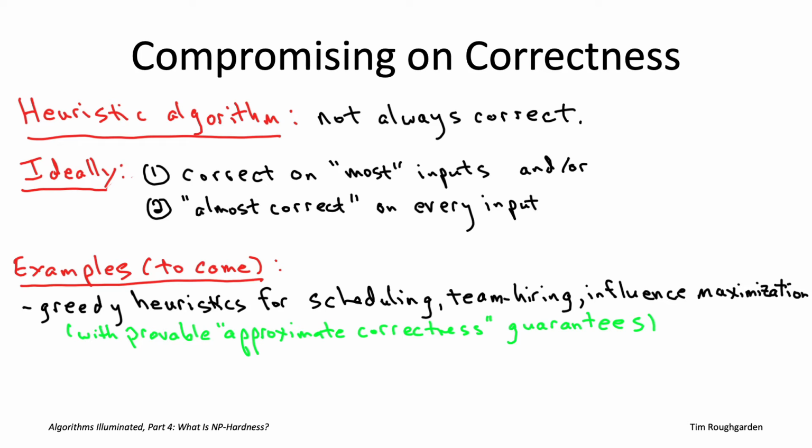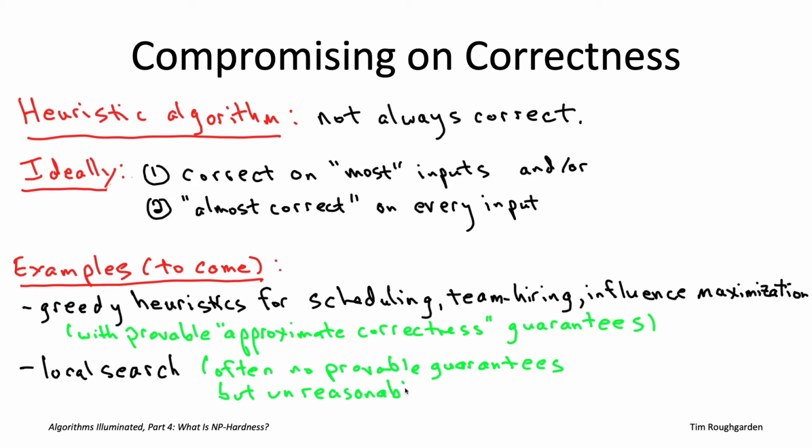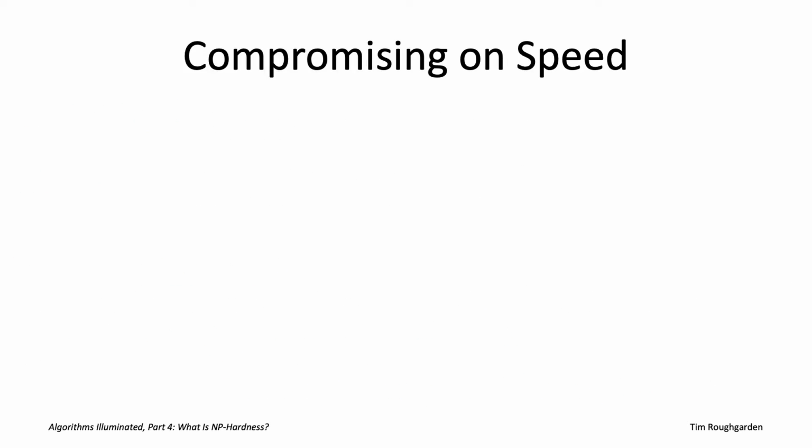The other thing I want to tell you about is a technique that we haven't discussed previously in the book series, which is particularly well suited for lots of different NP-hard problems. Even though it often doesn't have provable guarantees, it often is unreasonably effective in making progress on NP-hard problems in practice, and that technique is local search.